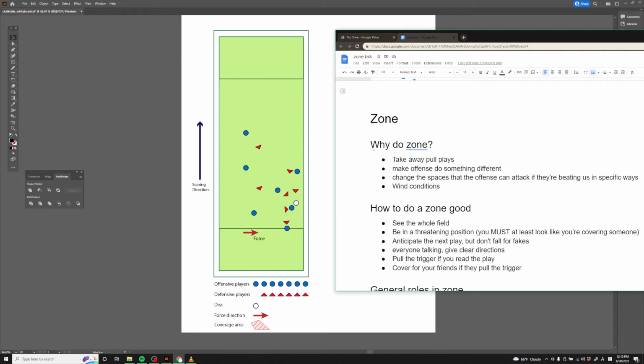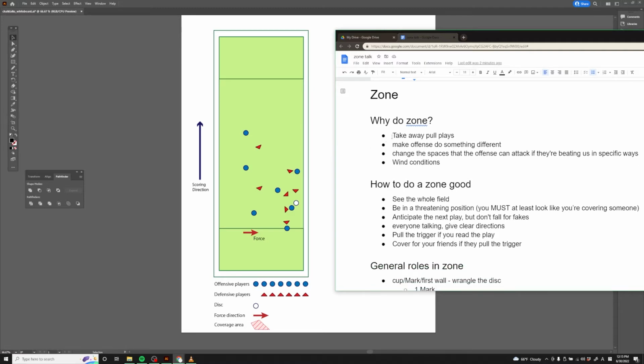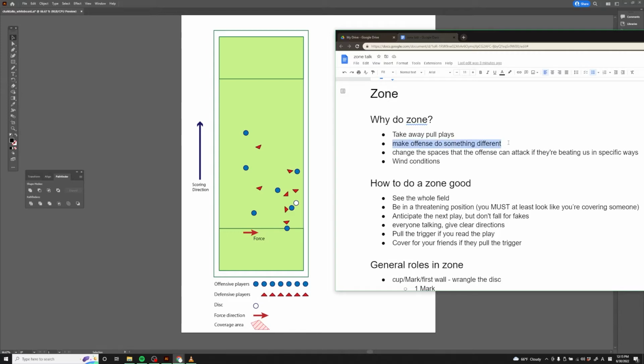So the reasons that we will run zone are first and foremost to make the offense do something different than they are doing to beat you in the first place. Specifically, if a team is running pull plays and isolating space well, running a zone is a great way to change the shape of the field and make the offense think about doing something differently. Specifically, it changes the way that the space is shaped.